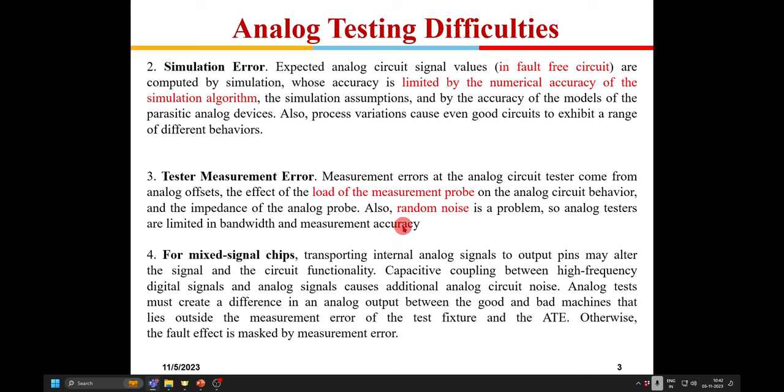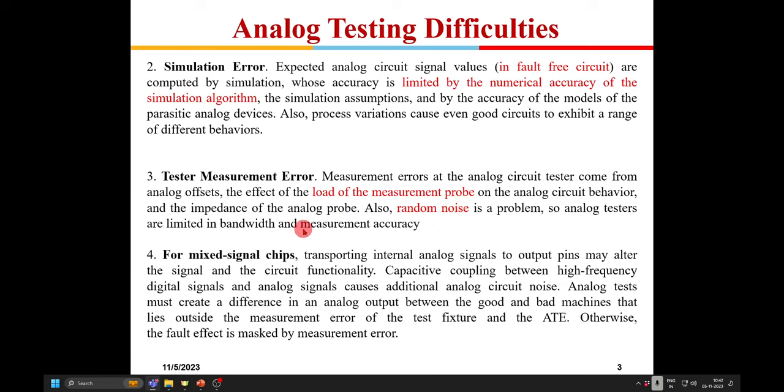Digital testing is very easy. When we put a probe, we can easily detect whether it is a logical one or a logical zero, right? But when you are testing a fabricated chip, it is very difficult, because the measurement probe will have its own impedance, and there will be random noise.